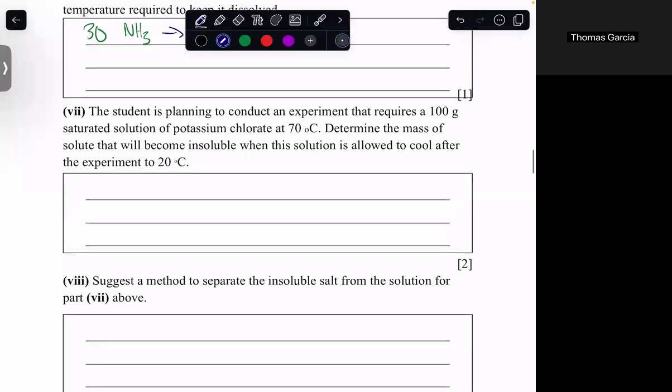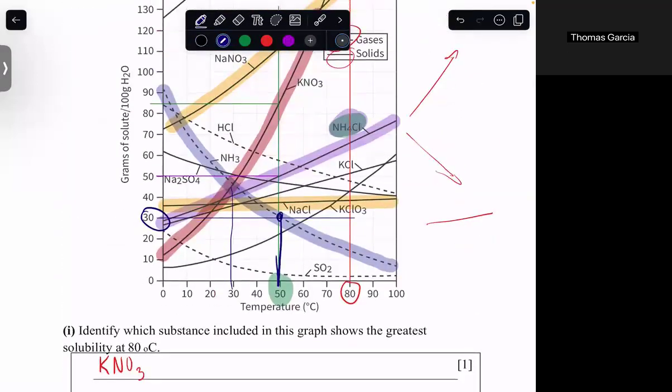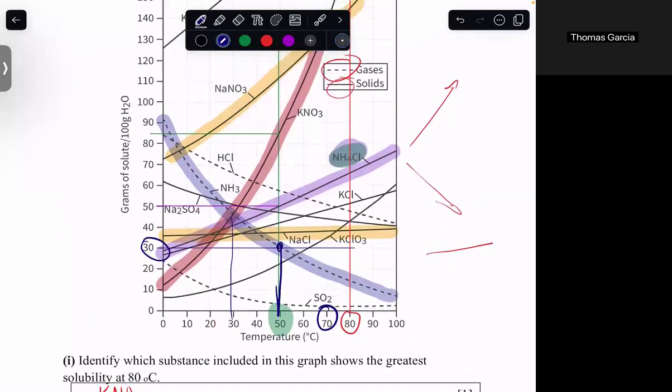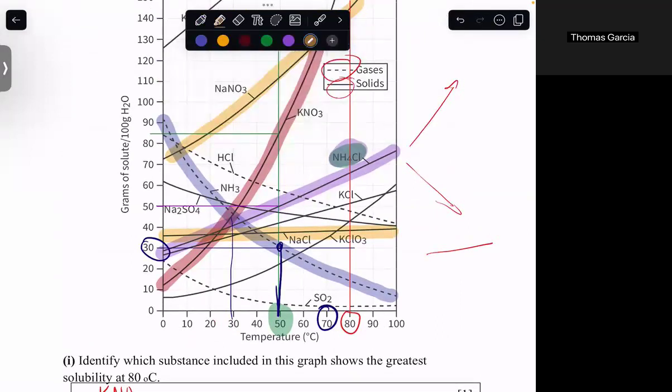We can't make that same assumption we did for the previous one with ammonium chloride. So instead, we are going to first find out how much potassium chlorate we can have at 70 degrees Celsius. So I'm going to keep track of this. At 70 degrees Celsius and potassium chlorate, we now have to find that. That is our KClO3. Let's pick a different color. We haven't done brown yet.